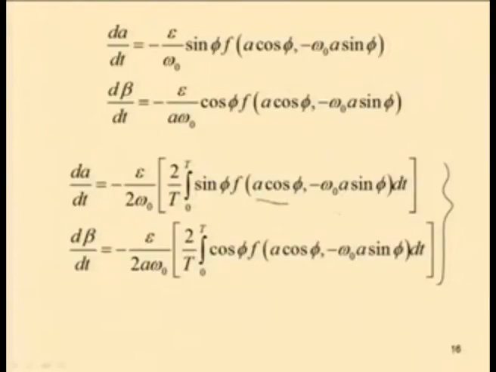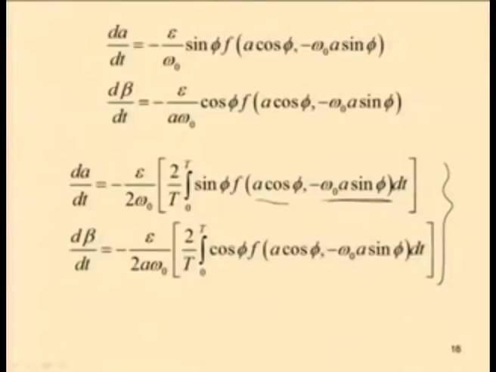So, this is for u and this part is for u dot. So, one can integrate this, or average it out over a cycle from 0 to T, and one can write the expression for dA by dt and d beta by dt. For a different function f, by substituting u equal to a cos phi and u dot equal to minus a omega 0 sin phi, one can find dA by dt and d beta by dt, and from this, by integrating, one can find a and beta. So, after finding a and beta, one can find the solution of the system.